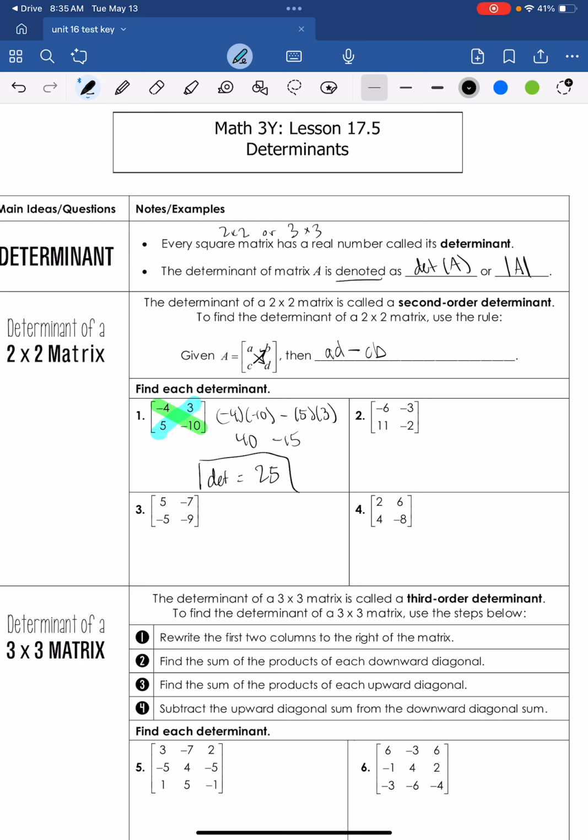All right, let's keep on going. So this next one right here, negative 6 times negative 2 is going to give a positive 12, and then minus, and then we got this one right here, 11 times negative 3 is going to give you a negative 33. So now we got 12, a negative and a negative makes a positive, so plus 33. So our determinant is going to equal 45.